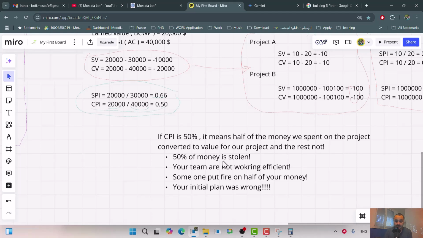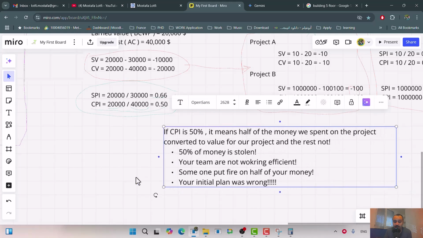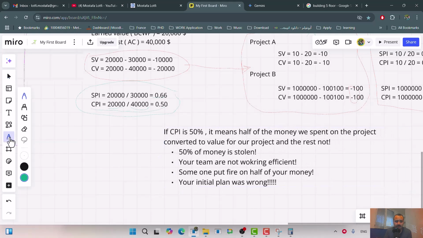I hope this concept is very clear for you, because it's very, very important. This is very important for you to understand. And the same concept applies for the SPI, but SPI is the schedule performance index.